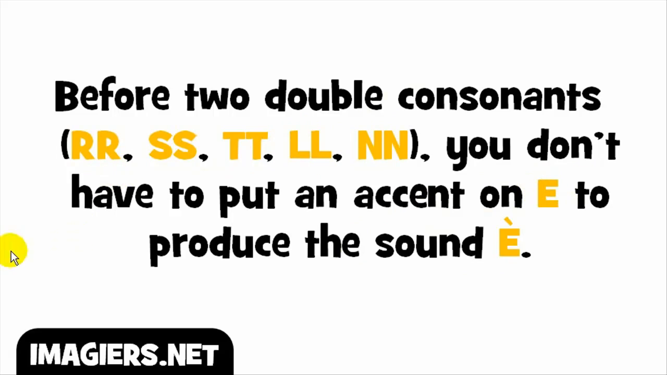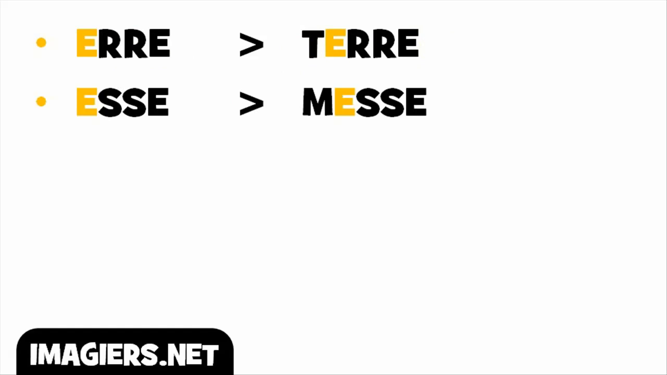Okay, so we'll see a few examples now, and the first one, you've got E, and then the double consonant R here. So you get the sound R, R. The word goes like terre, terre. Second example here, you get E and then double S. Same thing, the sound produced will be E, so you get S, S. And the word messe, messe.